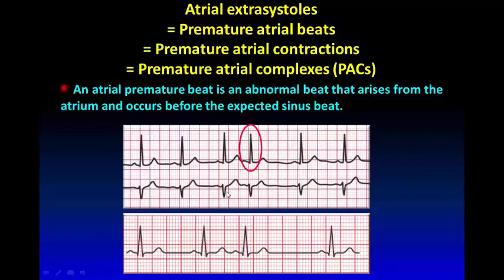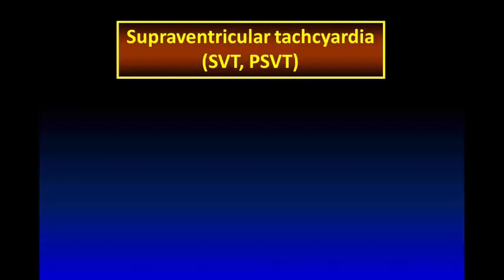This is how a premature atrial beat looks in the ECG in another ECG lead. This is a normal atrial beat. This is another normal atrial beat. And this is a premature atrial beat, or a premature atrial complex, or a premature atrial contraction, also known as atrial extrasystole.